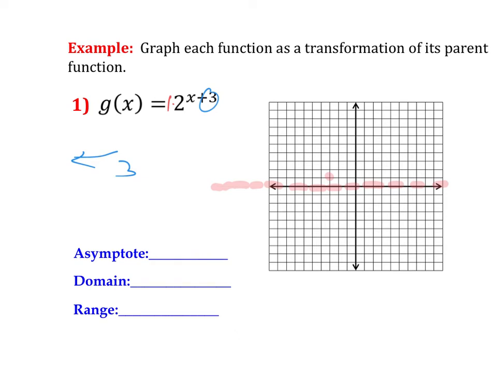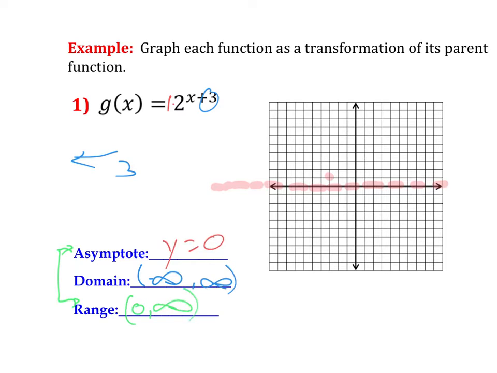Now my asymptote is still going to be on the x-axis, right? I didn't shift it up or down at all, so it's still going to be y equals 0 on the x-axis. My domain, every single one of these, is always going to be negative to positive infinity, so that should be a gimme. And then my range is always going to tie in with my asymptote value. My range is going to go from 0, and it's going to go up forever.